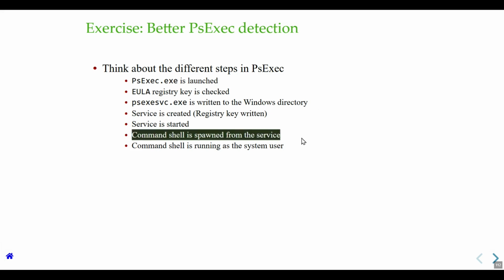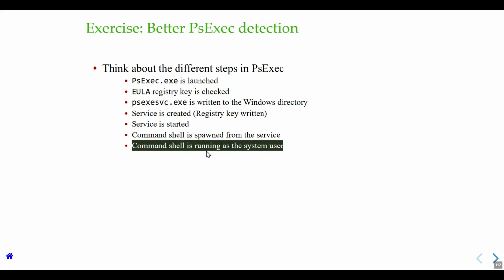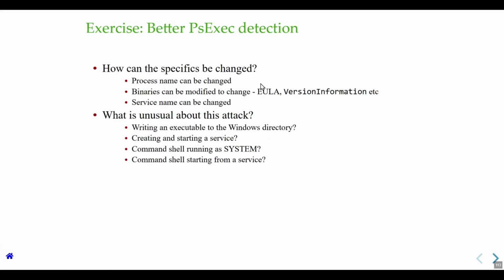We've got a command shell spawning from the service, which could be something interesting to look at. And we've got a command shell running as system user, so that also could be used for detection. So there's a lot of possibilities here for detecting this attack sequence. But then there's a lot of ways that we can bypass this. If we're looking for process names, it's very easy to change them. We can change binaries, we can change EULA, version information, we can change all of these registry keys, we can change service names.